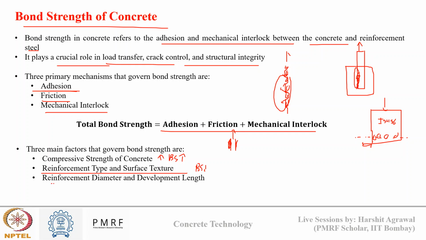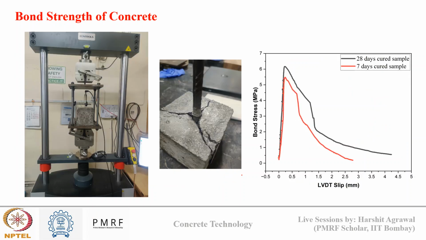Then the last is the reinforcement diameter and development length. As both these increase, the adhesion and the mechanical interlock with the concrete increase. As diameter increases, the bond strength between concrete and rebar increases. And development length is the embedded length inside concrete. If this length increases, then the mechanical interlock force and the chemical adhesion force all increase, so the bond strength increases. These three are the critical factors that define the bond strength of concrete.